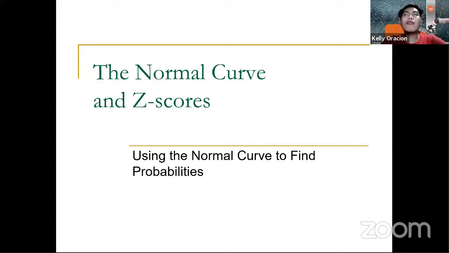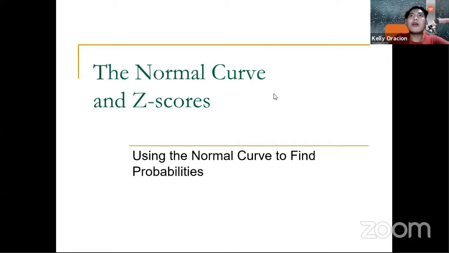Okay, so let's have our objectives this evening. At the end of the lesson, you will be able to solve problems involving normal distribution, find the value of z-score in the table, yung binigay ko kanina, identify the properties of normal distribution, and graph a normal curve. Yan yung objectives natin this evening.